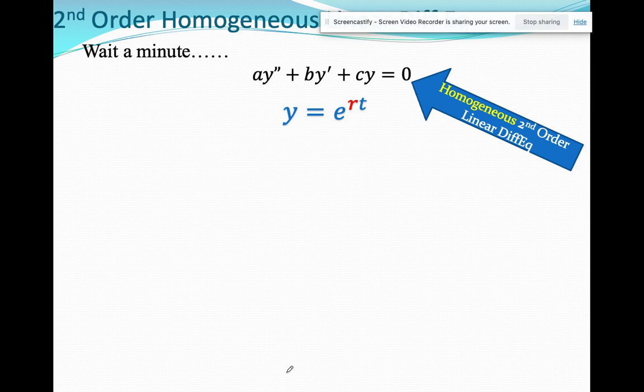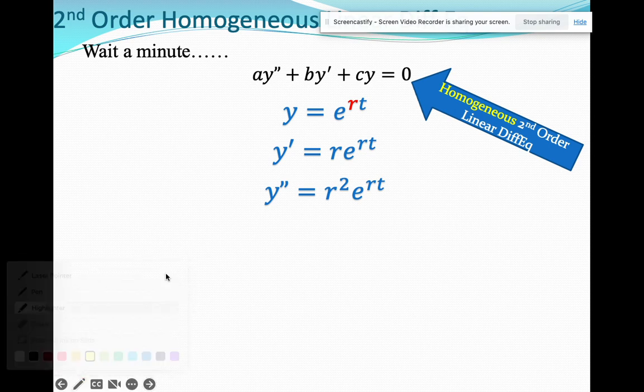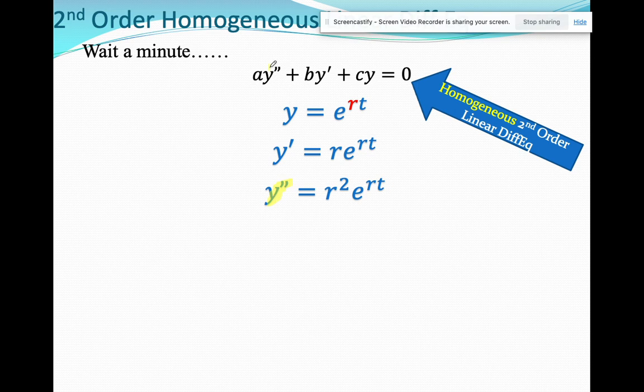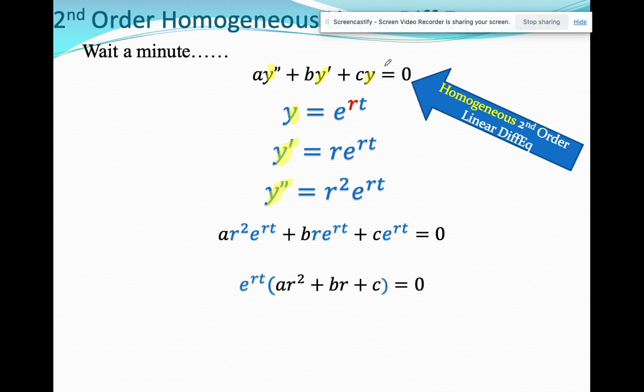If I claim that y equals e to the rt is a solution, check this math out. This is so exciting. I took the first derivative, see what I did there? I took the second derivative, see what I did there? And then I'm going to plug back into here. I'm going to take y double prime and multiply it times a, y prime and multiply it times b, y and multiply it times c, and look what I get. Look at that. Good F word. Yeah, you know it.